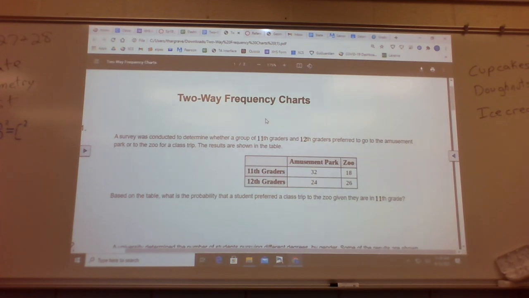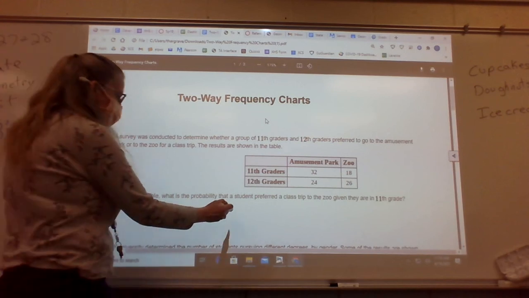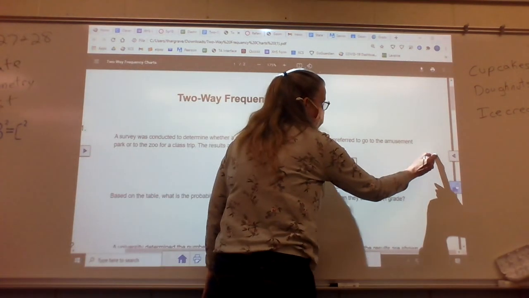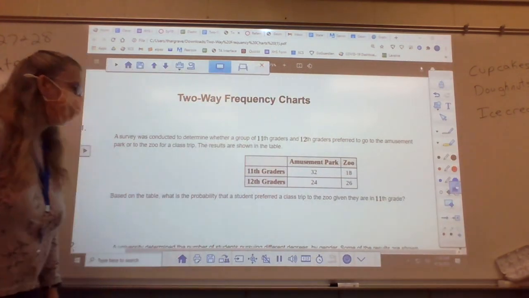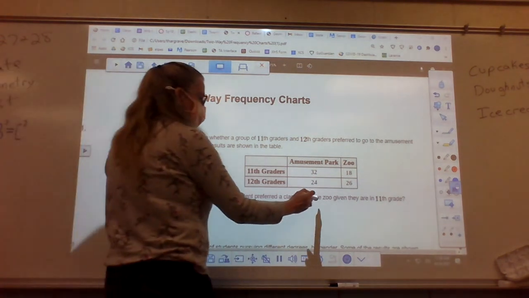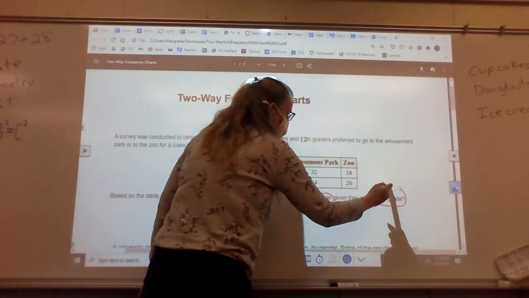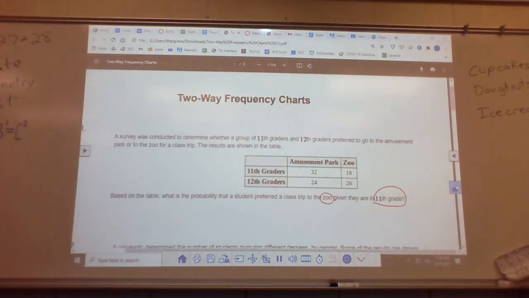Based on the table, what's the probability that a student preferred a class trip to the zoo given they are in 11th grade? If it says probability, we're looking for a fraction. We need to get a fraction on this. So the top number, what's going to be the top number? So we have zoo, 11th grade: 18. So 18 of the 11th graders said zoo. So 18's on top.